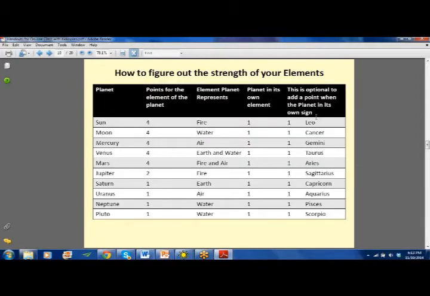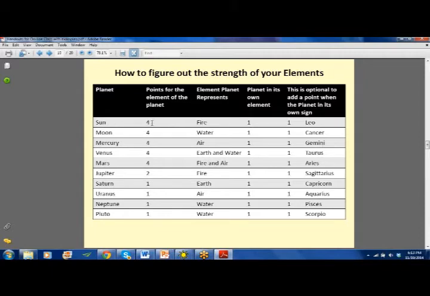When we're looking at elements, to figure out the strength of your elements, this was a question that came up for quite a few people. So I just want to go through this again. And again, as I said, I didn't include the ascendant, descendant, or midheaven IC line in this. If you feel that's something you really want to include, you could. But what we're trying to do is get a sense of the strength of elements that you have in your own chart.